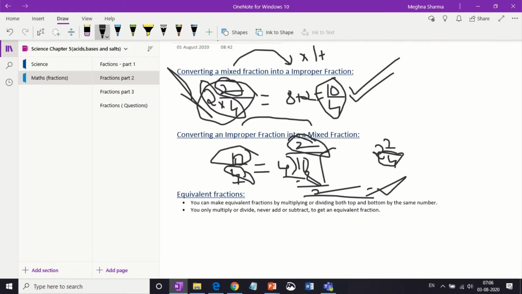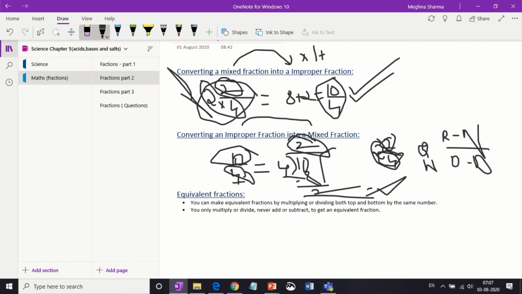If you want to cross check, you can use the same method by multiplying these two, adding the product to this, and checking whether you get 10 by 4 or not. This is very simple. You should remember that the quotient will be your whole number, the remainder will be your numerator, and the divisor will be your denominator.